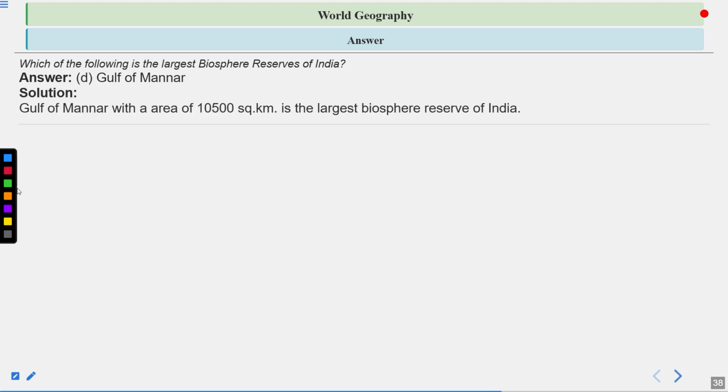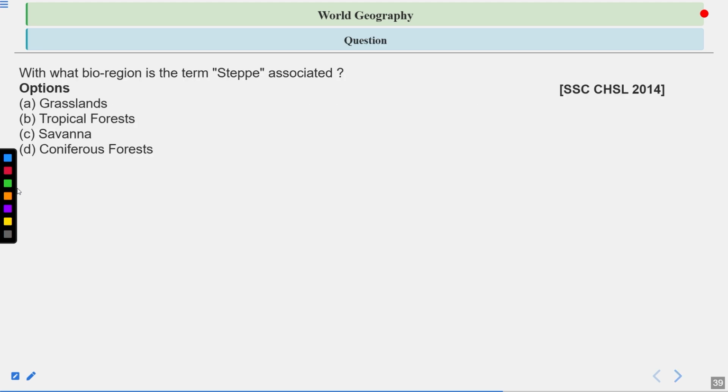So Gulf of Mannar with an area of 10,500 square kilometers is the largest biosphere reserve of India. And this is found in the area between India and Sri Lanka. And there you can find the largest biosphere reserve of India.